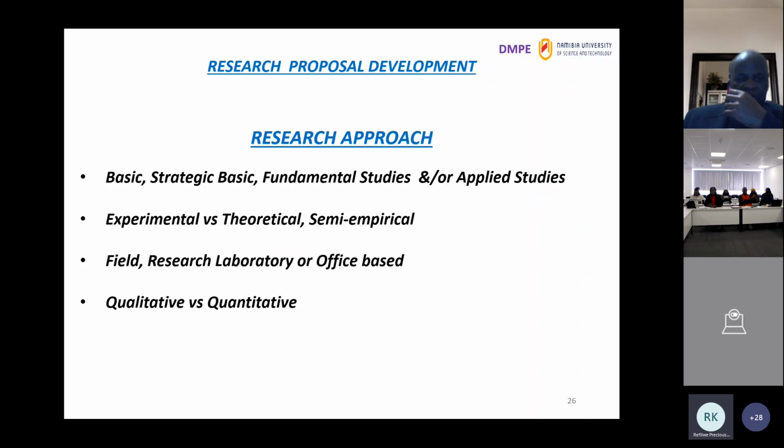Is the research going to be conducted in the field, laboratory, or office, for people doing some of these semi-empirical or theoretical work, which is office-based with computer? Are you going to use qualitative or quantitative approach? That has to be noted.